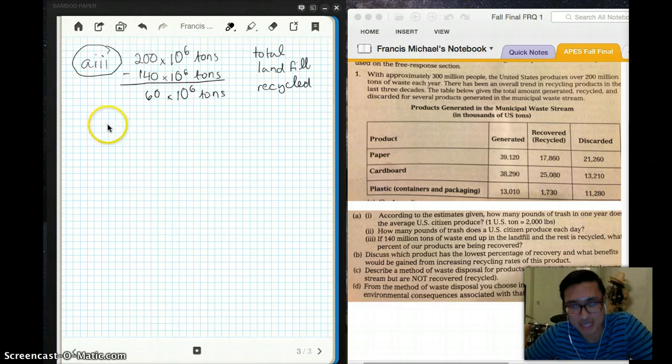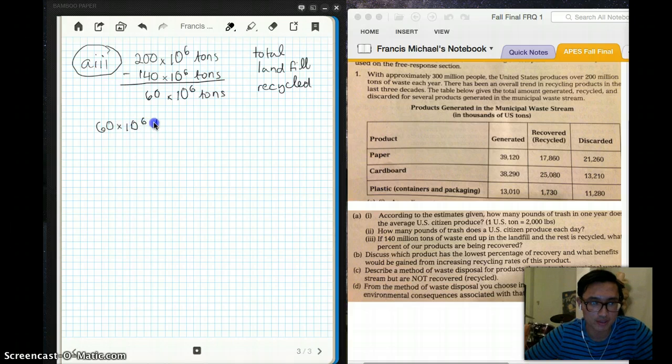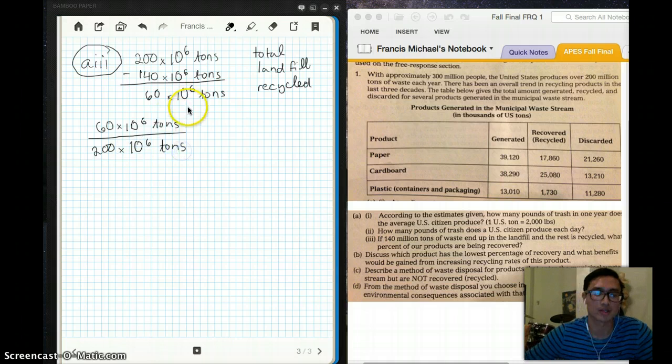All right, so if it's asking for the percentage of our total products that are being recovered, we're not done yet, okay? You can't just say, oh, 60 million tons, that's what's recycled. Is that a percentage? No, not quite. So remember, a percentage is part of a whole, right? So our part that's recycled is 60 million tons. And our whole, our total, is going to be 200 million tons. So 200 million tons is going to be in the denominator.